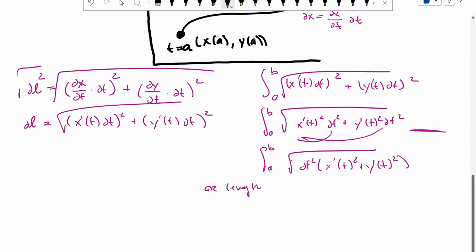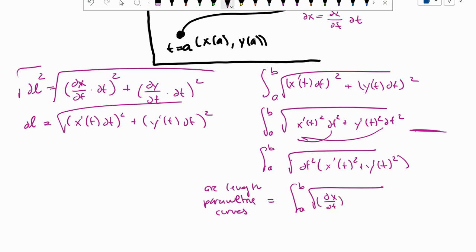Arc length of parametric curves equals the integral from a to b of the square root of (dx/dt) squared plus (dy/dt) squared, dt. And this follows the exact same principle as the original arc length formula, as it follows Pythagorean theorem. We can solve for dx/dt, we can solve for dy/dt, and dt is there as the guiding differential for what we're differentiating with respect to.